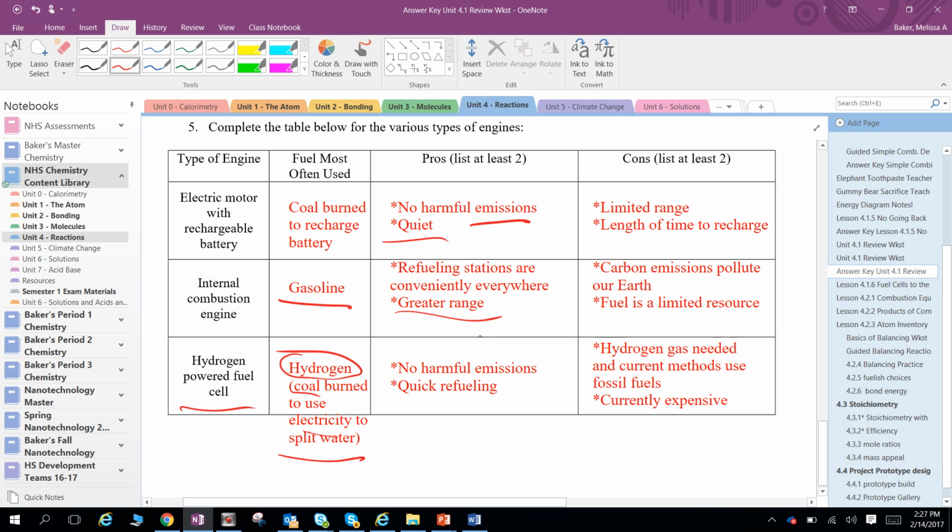You can drive really far before you have to refuel, and there are refueling stations conveniently everywhere. With a hydrogen-powered fuel cell, there are no harmful emissions, and there's also quick refueling. So it doesn't take a really long time like it does with an electric motor. That is one of the cons here. It takes a while to recharge, sometimes up to 8 hours, and still there's a limited range, so you have to recharge more often.